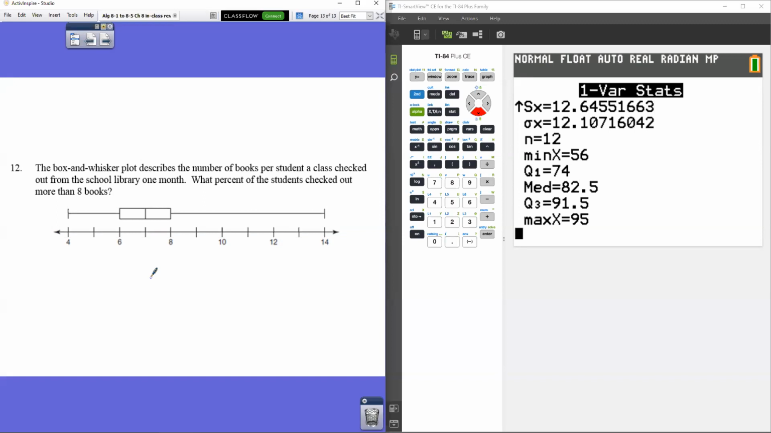Now, this last question is a very, very easy question, but tons of people get it wrong every year. The box and whisker plot describes the number of books per student a class checked out. What percent of students checked out more than 8 books?